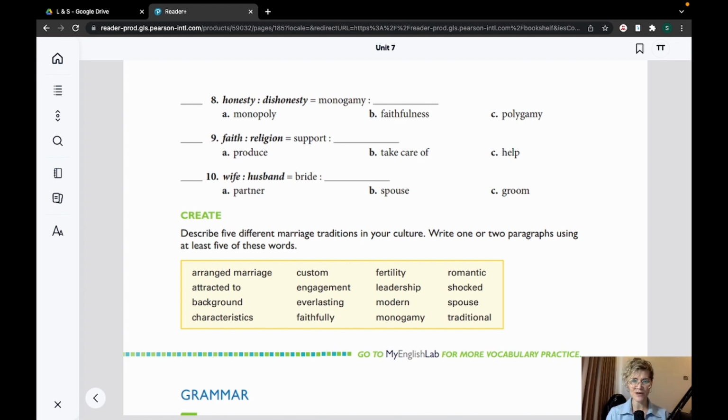Right, we've got here arranged marriage, attracted to, background, characteristics, custom, engagement, everlasting, faithfully, fertility, leadership, modern, monogamy, romantic, shocked, spouse, traditional. I'd like you to come up with 5 different sentences that you can make using the words in the box. So once we meet each other in our class or through Zoom, we can discuss the sentences that you created. Awesome, very good. Pause your video and write those sentences.